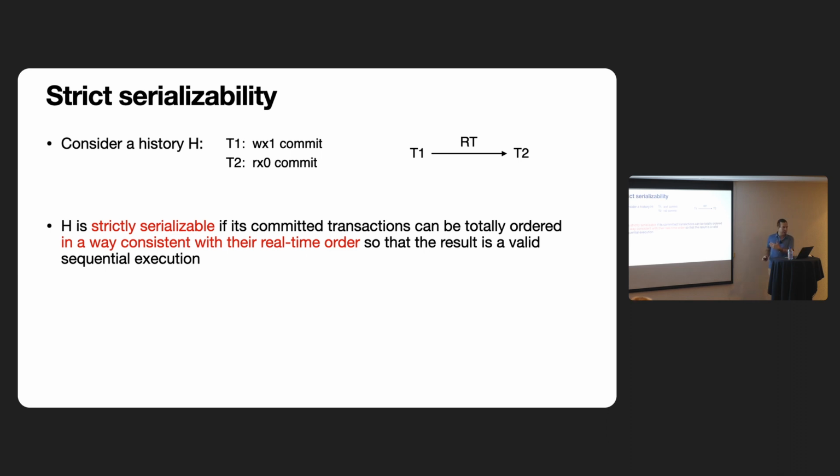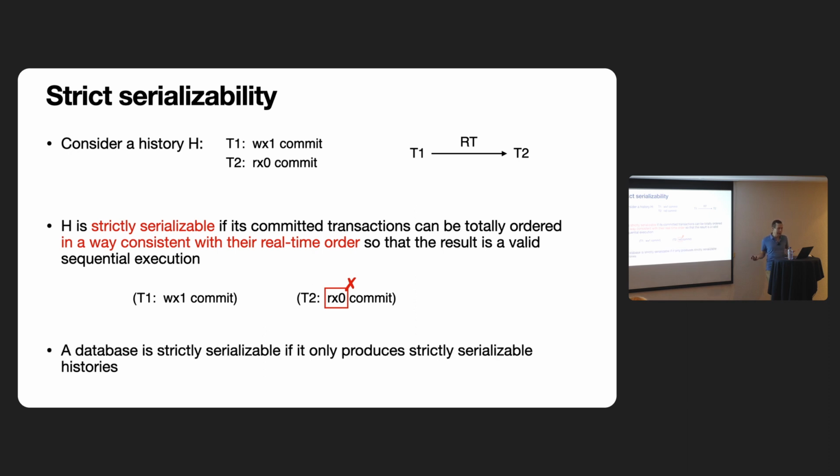Now, in this example, because it's very simple, that means that there is only one possible serialization. It's T1 first, T2 second, and then this is not a valid sequential execution because I cannot read 0 if I had the write of 1 before. Right? And then a database is strictly serializable if it produces only strictly serializable histories.